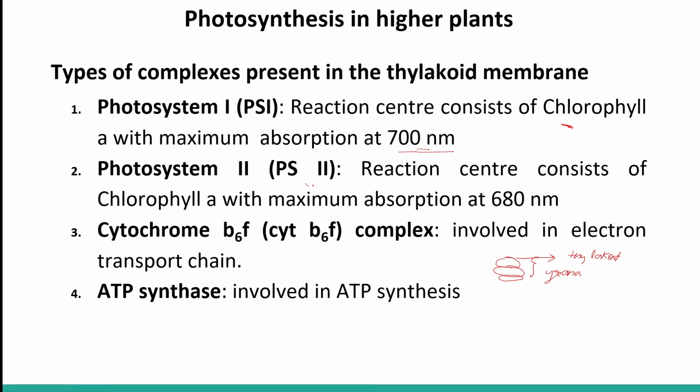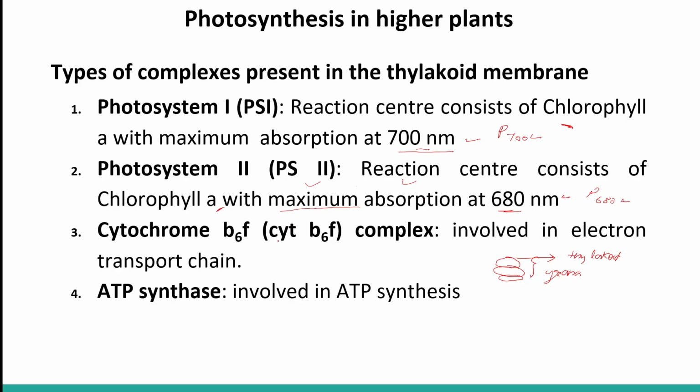Then we have photosystem 2. Here again, the reaction center consists of chlorophyll A. Chlorophyll A is always the reaction center, whether it is photosystem 1 or photosystem 2, but the difference here is that the maximum absorption is at 680 nanometer. Here it is 700 nanometer, here it is 680 nanometer. So we can depict this as P700, and this as P680.